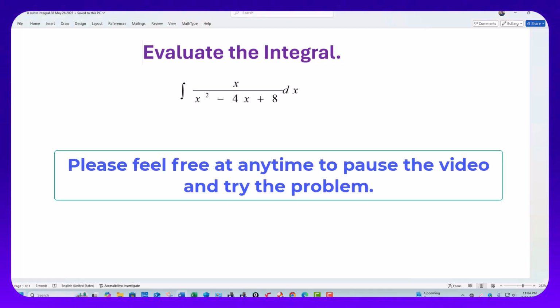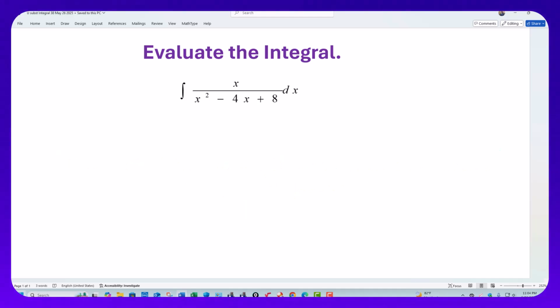In this video, we have the integral of x over x squared minus 4x plus 8. Now, I want to point out to you that you can complete the square, pretty straightforward here, and write it this way. That's the same thing. (x minus 2) quantity squared is x squared minus 4x plus 4, and then this 4 gives you 8. So you could use a trig substitution here, say tangent of theta.